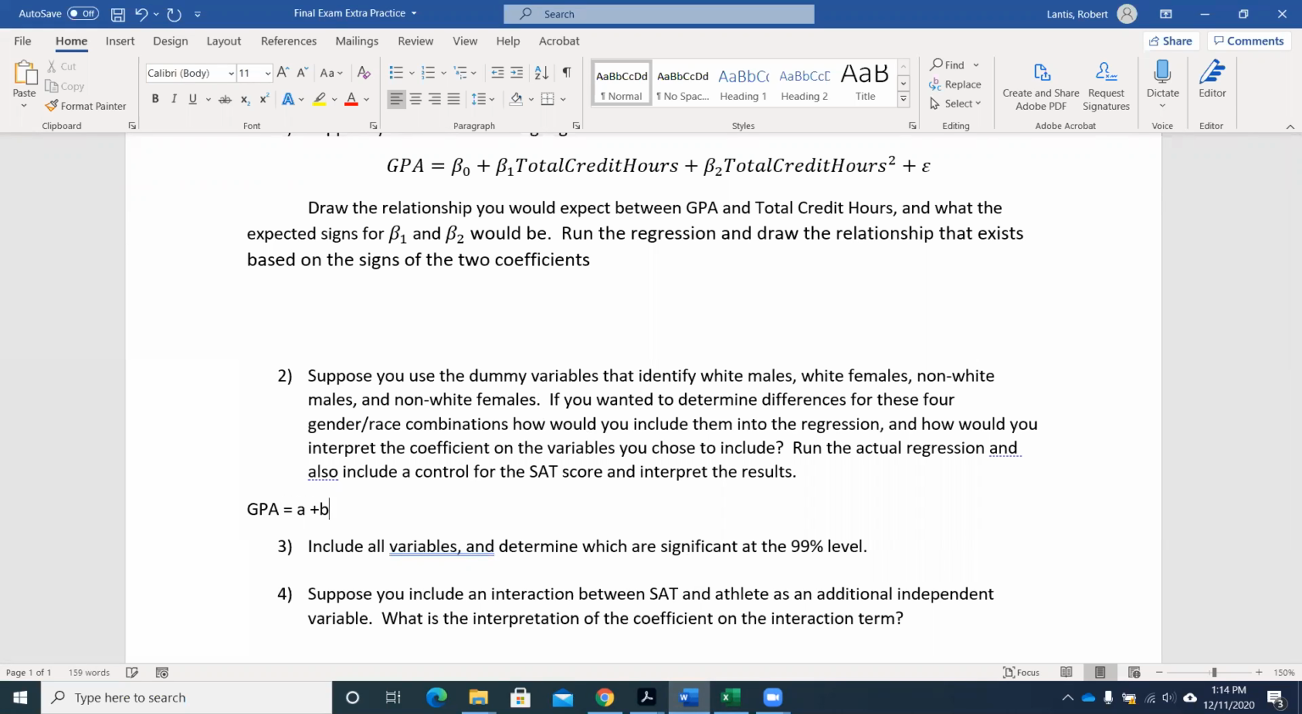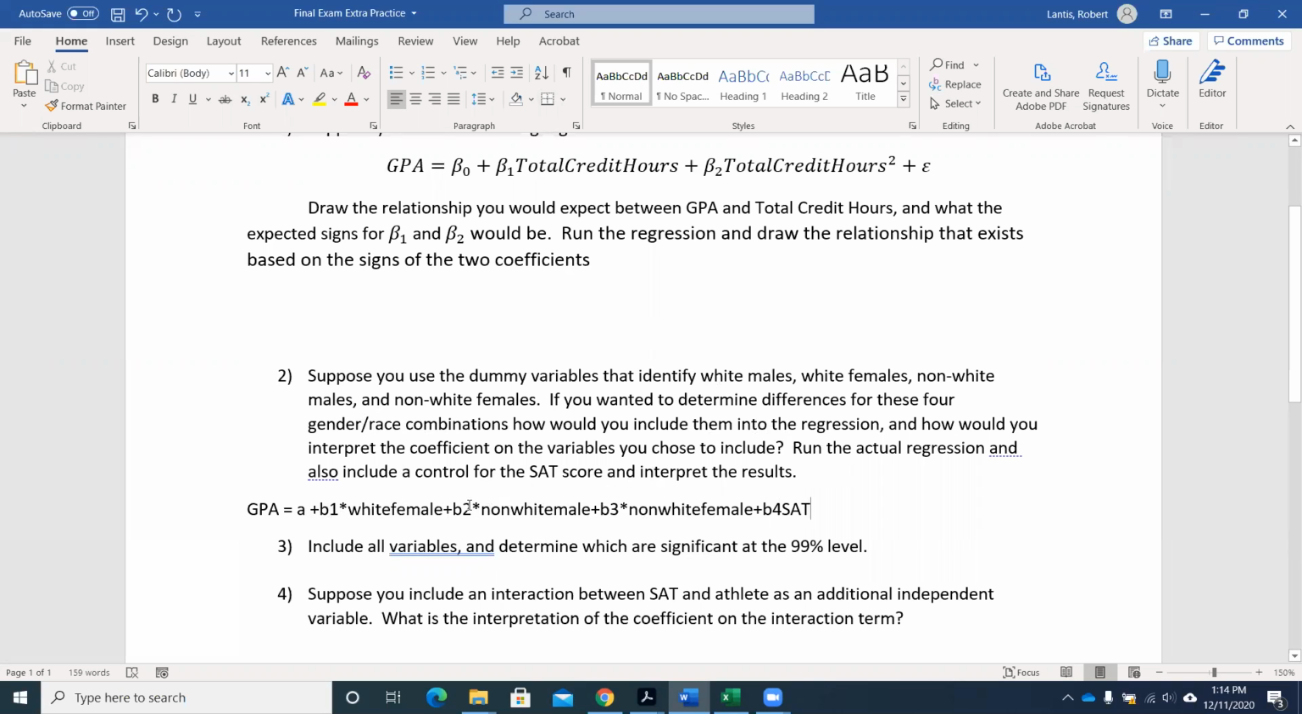So now the interpretation of my coefficients, if I think about what my regression equation looks like, it's GPA equals an intercept, plus B1 times white female, plus B2 times non-white male, plus B3 times non-white female, and I think I also included their SAT score. So for the interpretation on these race-gender combination variables, B1 here would be, if the individual was a white female relative to the group we left out, so relative to a white male, the expected difference in GPA would be whatever this B1 value is.